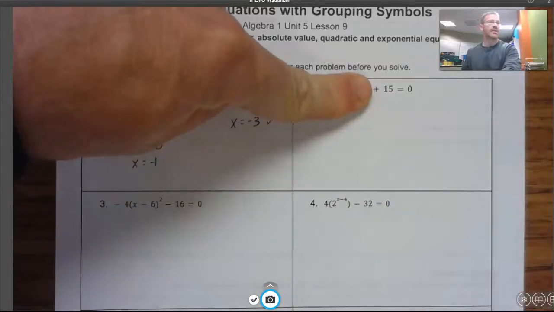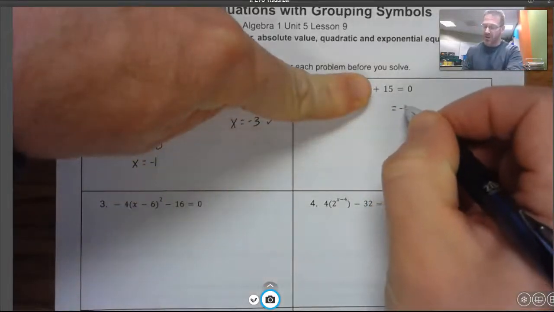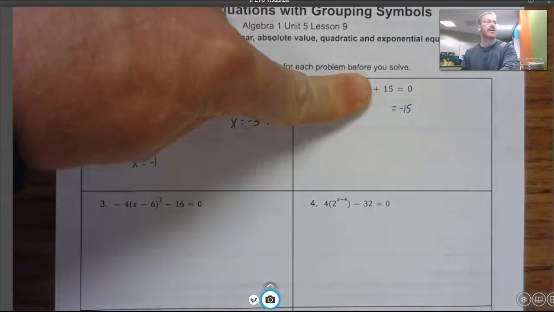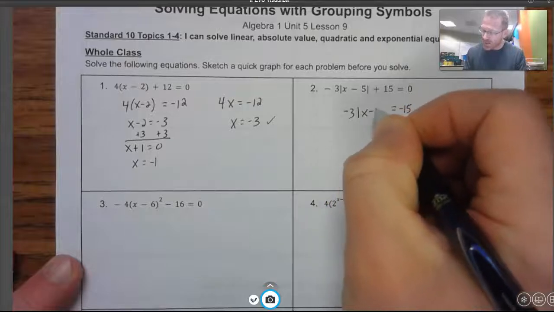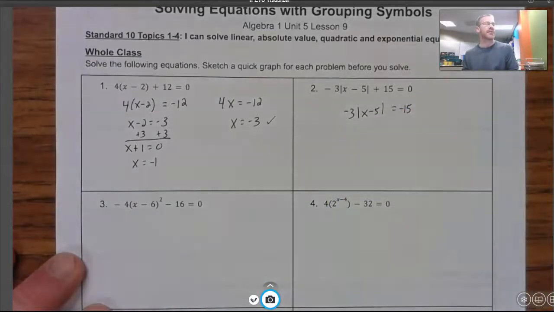So what plus 15 is 0, right? So that has to be negative 15, right? They have to be opposites. So everything behind my hand has to be negative 15. So all of that, right? So negative 3 times the absolute value of x minus 5 is equal to negative 15.